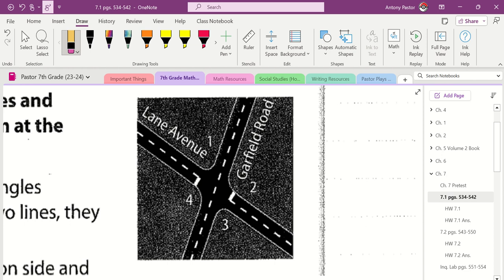Okay, they share a common vertex and they don't overlap. In English, that means they are next to each other. And which pairs are next to each other, Juliana? Ooh, answer it correctly. Angle 1 and 2. Okay.